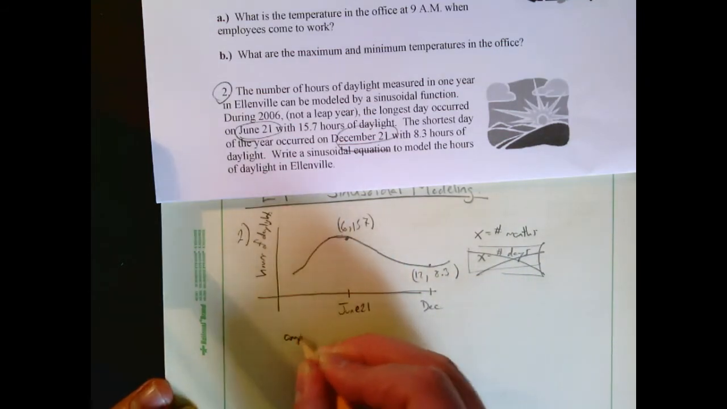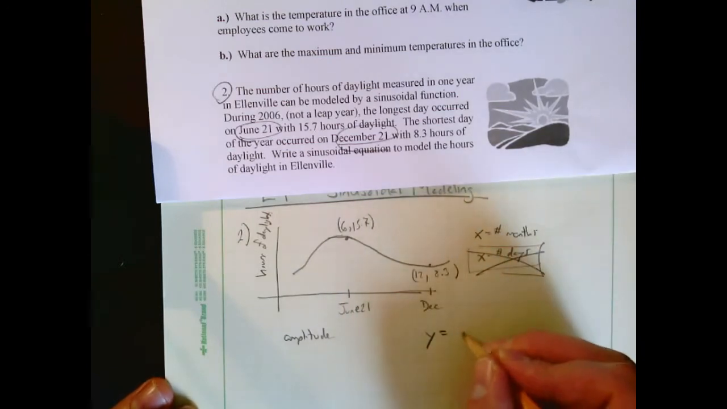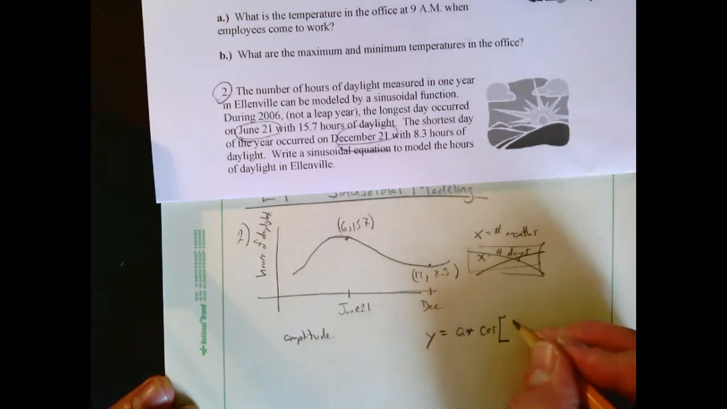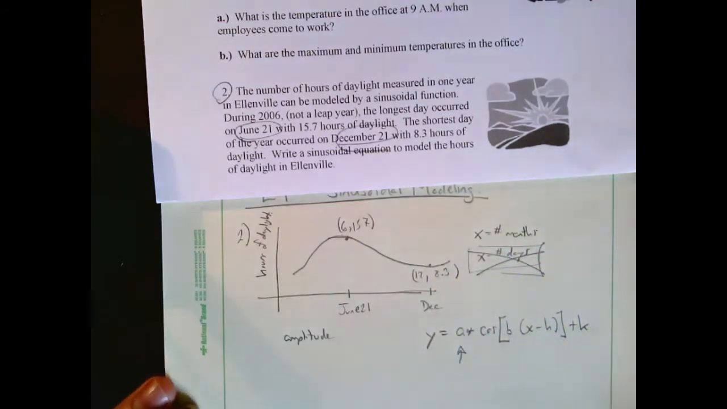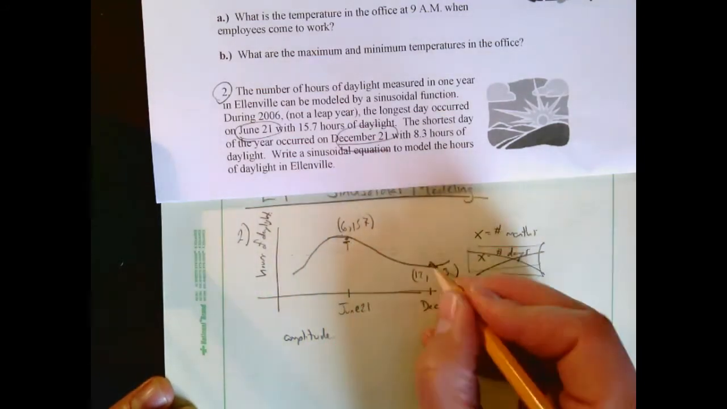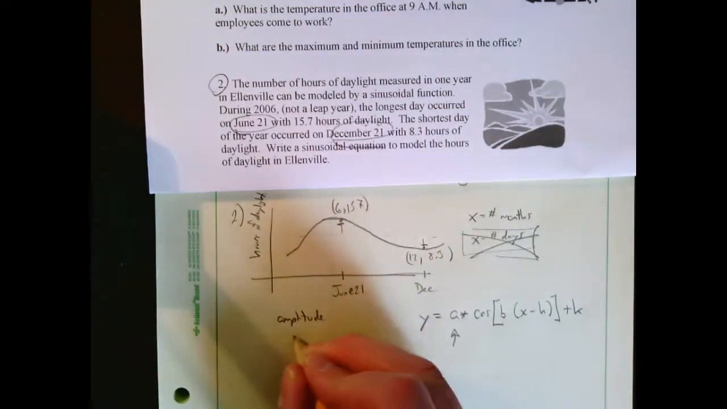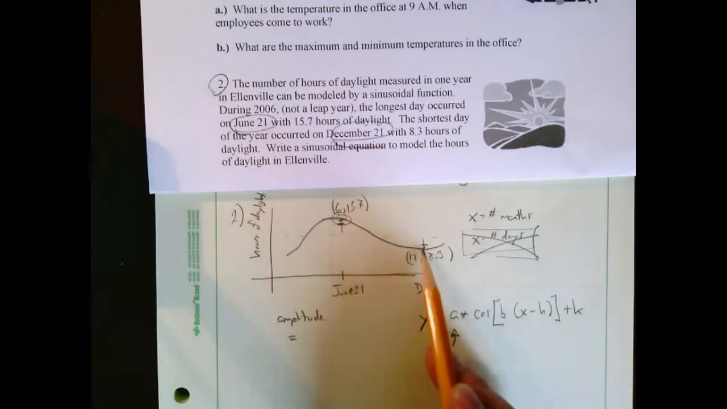First off, I need to know my amplitude. When we start looking at a function, a times the cosine of your b value times x minus h, plus k. My amplitude is this piece right here. That's going to be from my midline, the distance to the top and the distance to the bottom. The easiest way for me to figure that out is to find the total distance between the top crest of this wave and the trough of this wave, and then cut that in half.